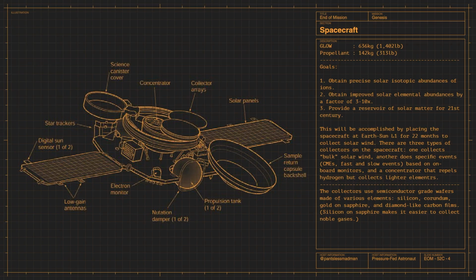So there's solar wind that just comes off normally, every day. And then you have coronal mass ejections, which just throw stuff off. And there's a few types of those. And it collects samples from all of those, because in 22 months, you'll get all of them.